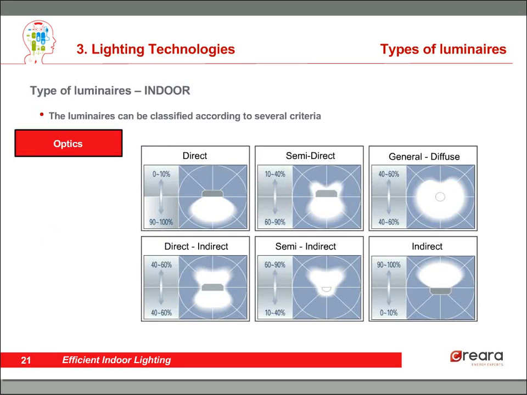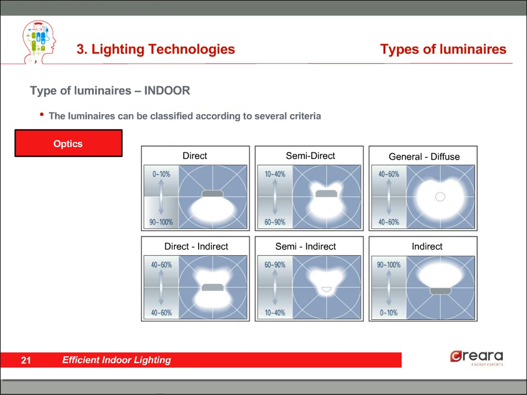About luminaires, we can differentiate luminaires by the kind of light they give. The most typical luminaire would be the direct luminaire, when the light is directed to the work surface. This is the most efficient luminaire, but we can have the problem of glare.